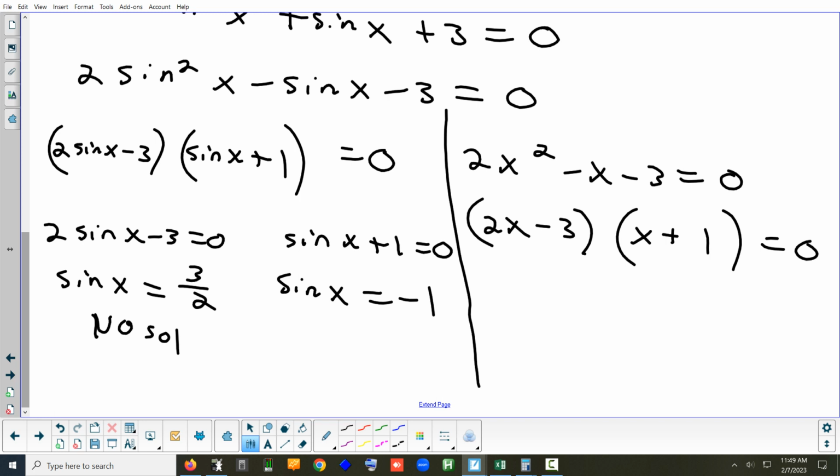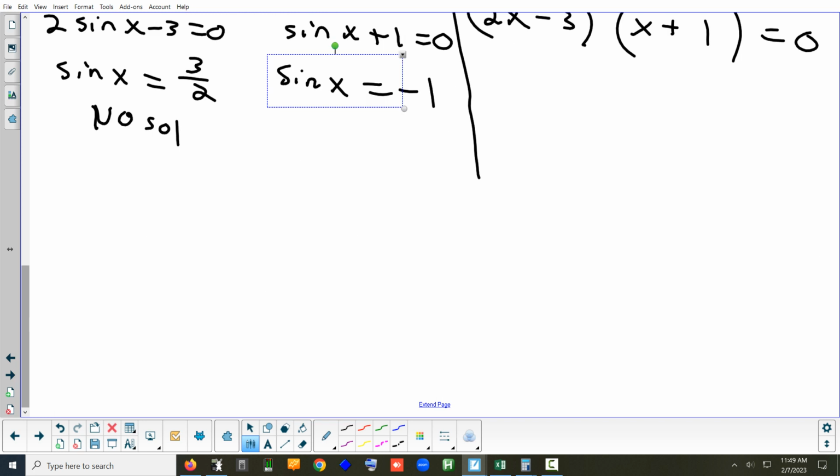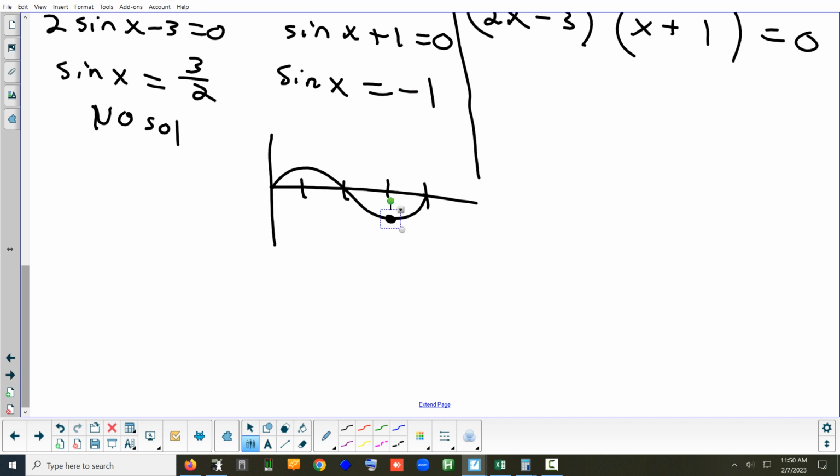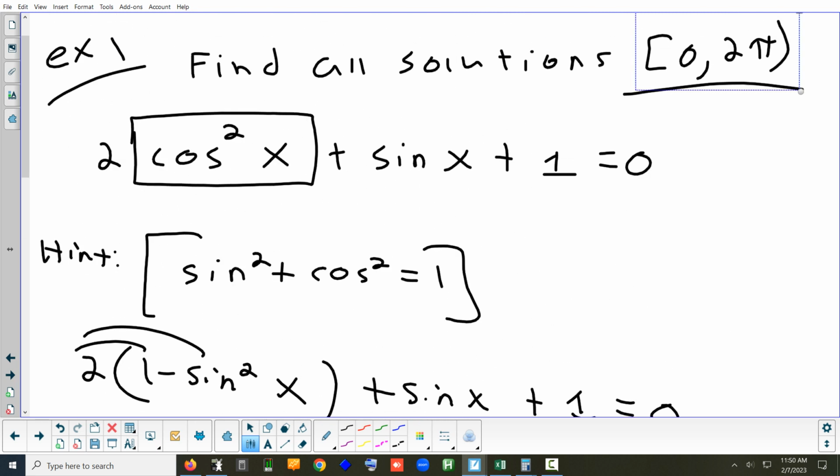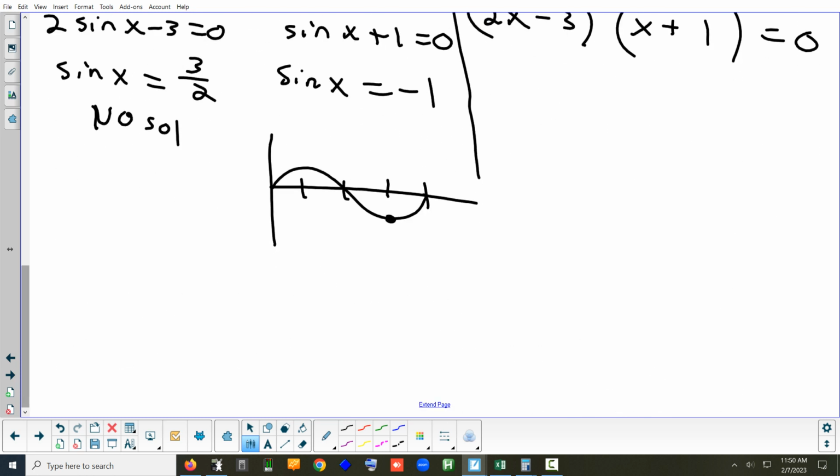Doesn't mean the entire problem doesn't have a solution, but this part tells you nothing. Sine of x never equals 3 over 2. How about this part? Think of your graph of sine. Does the sine ever hit negative 1? Yes. Right there. Where does the sine hit negative 1? 3 pi over 2, and it only hits it once. There is not a second time it hits it between 0 and 2 pi. It hits it again later on, but not between 0 and 2 pi.